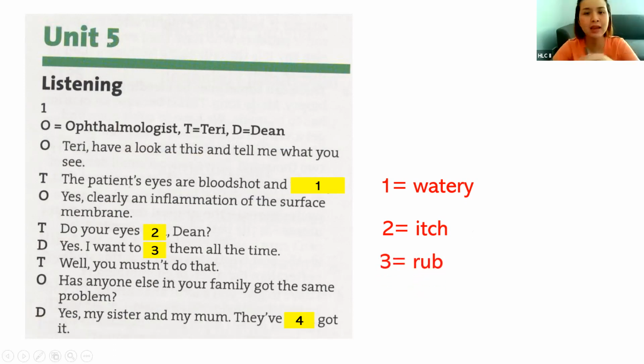So rub means ถู, but in this case it can also mean เกา. The doctor has told Dean not to rub the itchy area because it's not going to be good for the skin. And the fourth word is both. They've both got it. It means that ทั้งคู่. So his sister and his mom both have this condition, the inflammation of the eye.